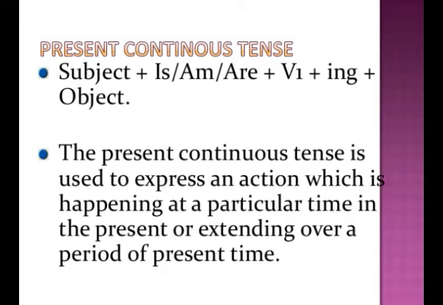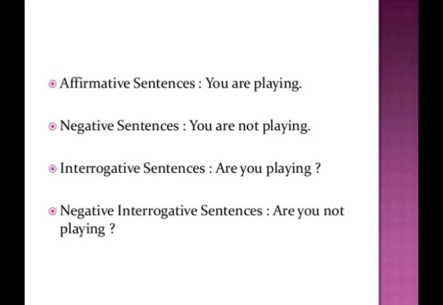First, we see the affirmative one. It's you are playing. Next one is you are not playing. The third one is are you playing? And the negative interrogative sentence is are you not playing? See, as it is continuous tense, then we use play, means first form of verb plus ing with the object.